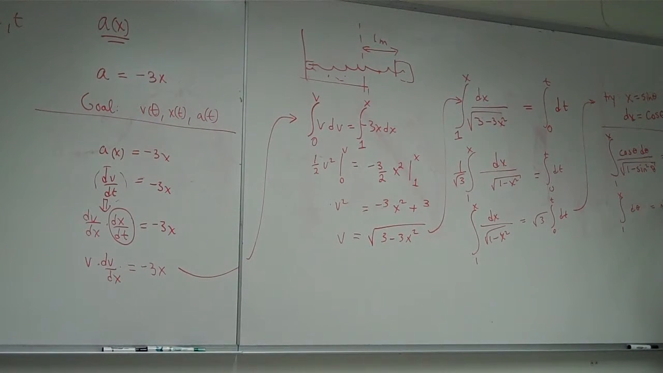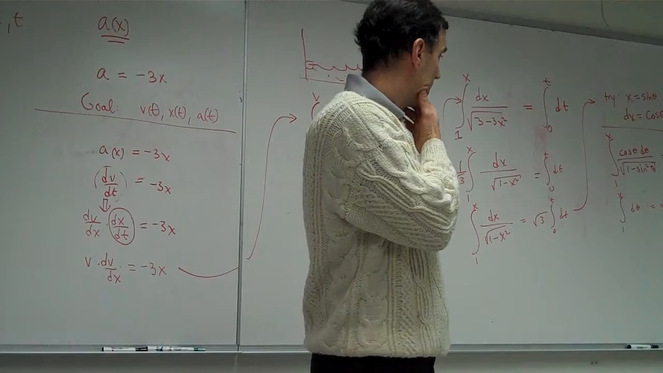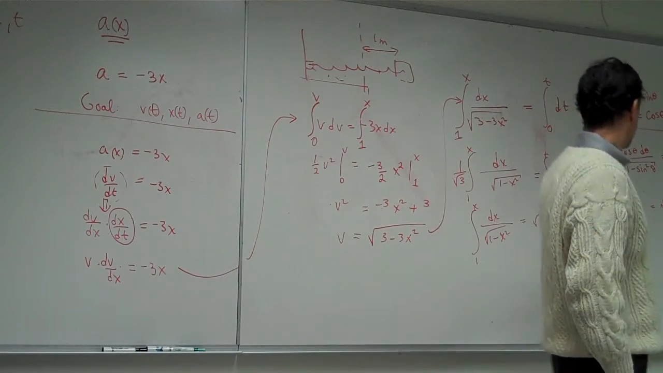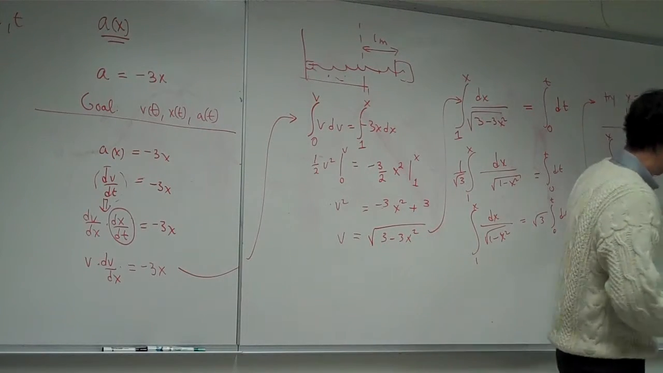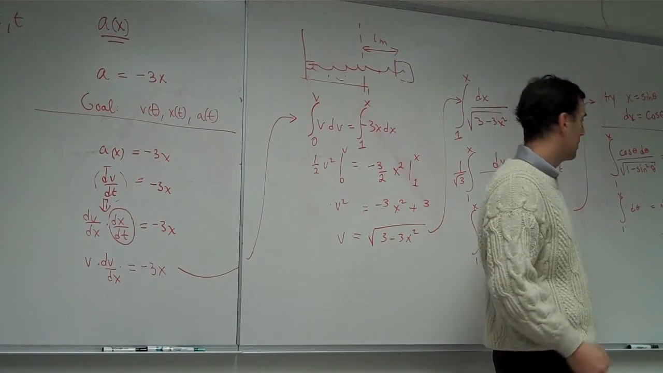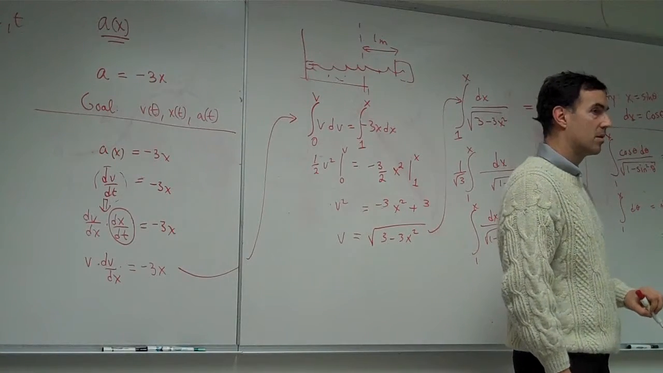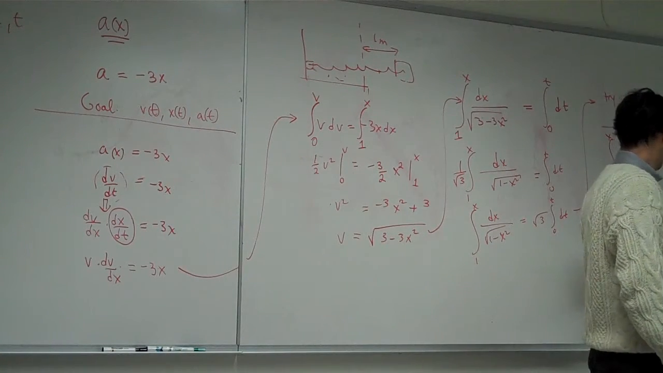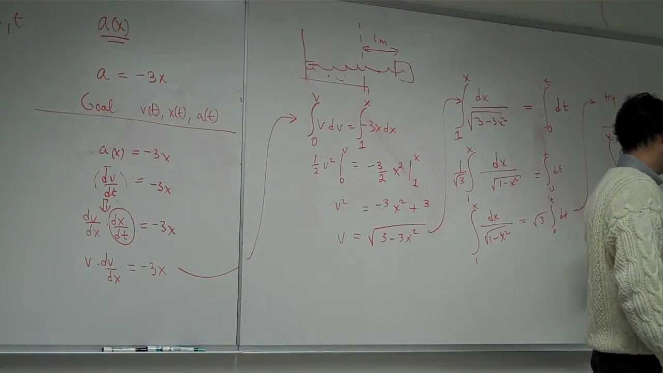equals the square root of 3 dt from 0 to t. The right side would just be t. T times square root of 3.